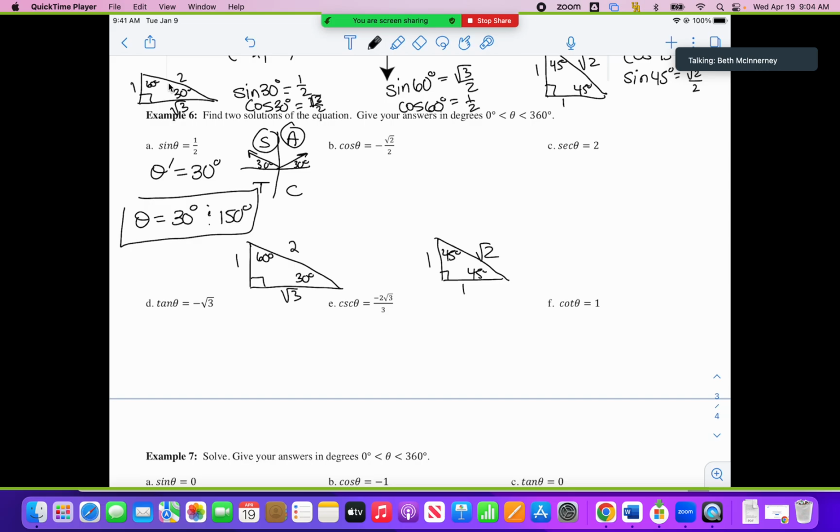So here's what your steps are. Determine theta prime. Determine your quadrant or quadrants. And then find your angles.